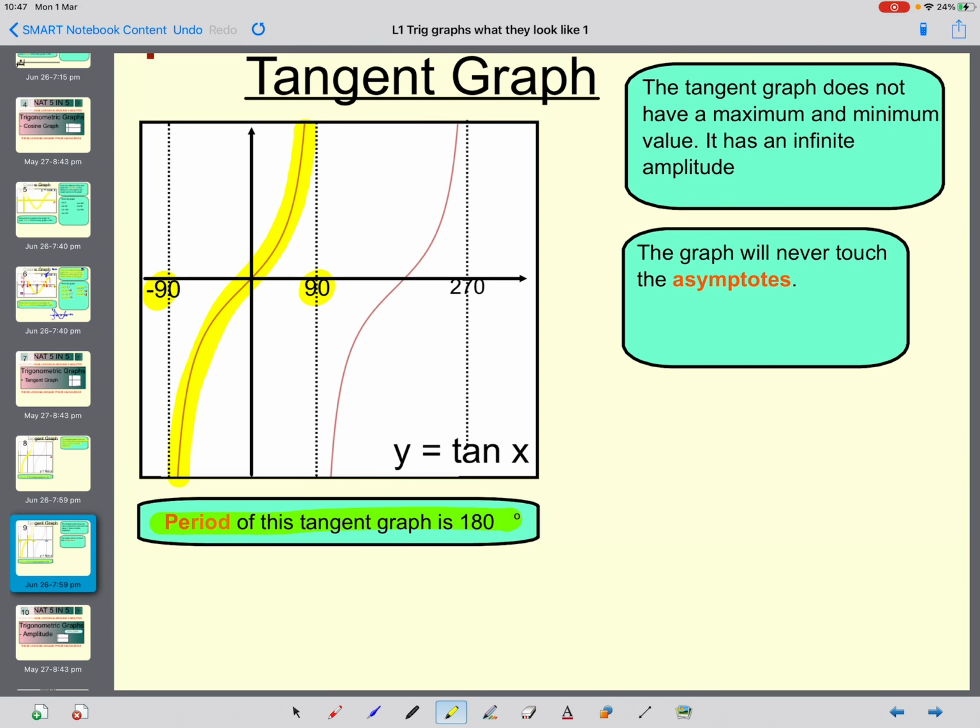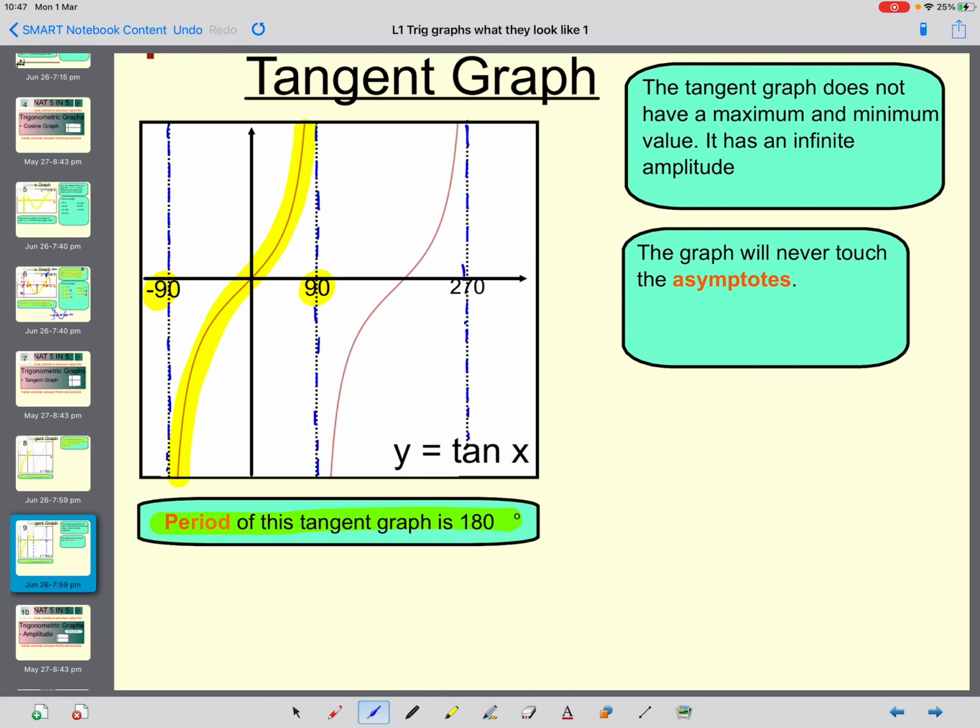These lines here, the dotted lines, that I'll do in blue here, are called asymptotes. Now, the tan graph never meets these asymptotes. It tends towards them. As it keeps going up, it tends closer and closer to the asymptotes. It will never touch them.